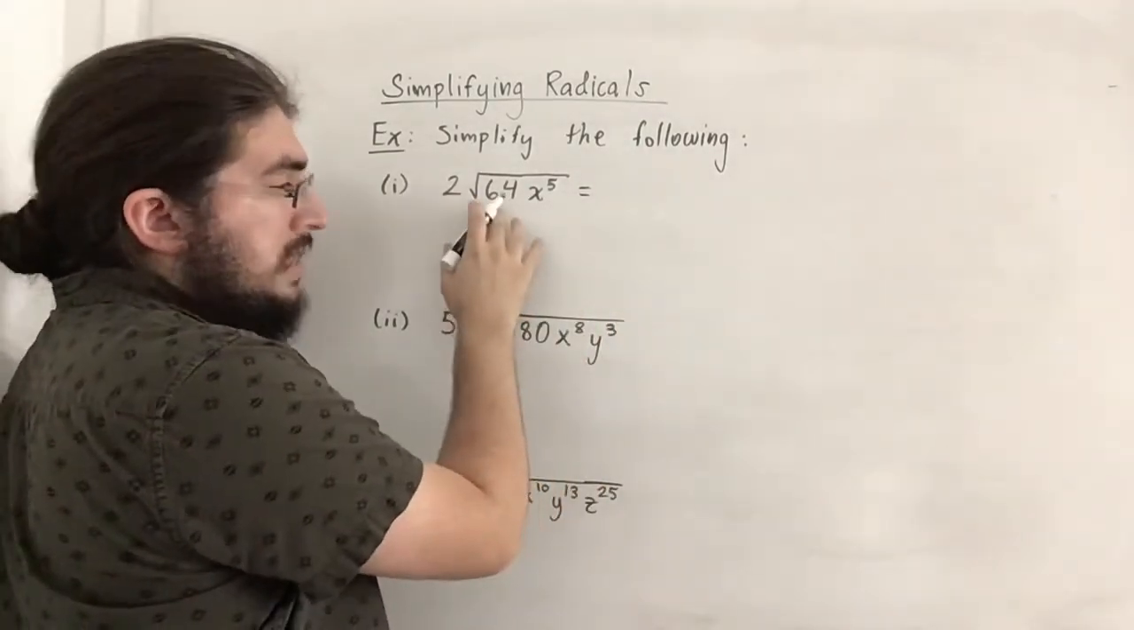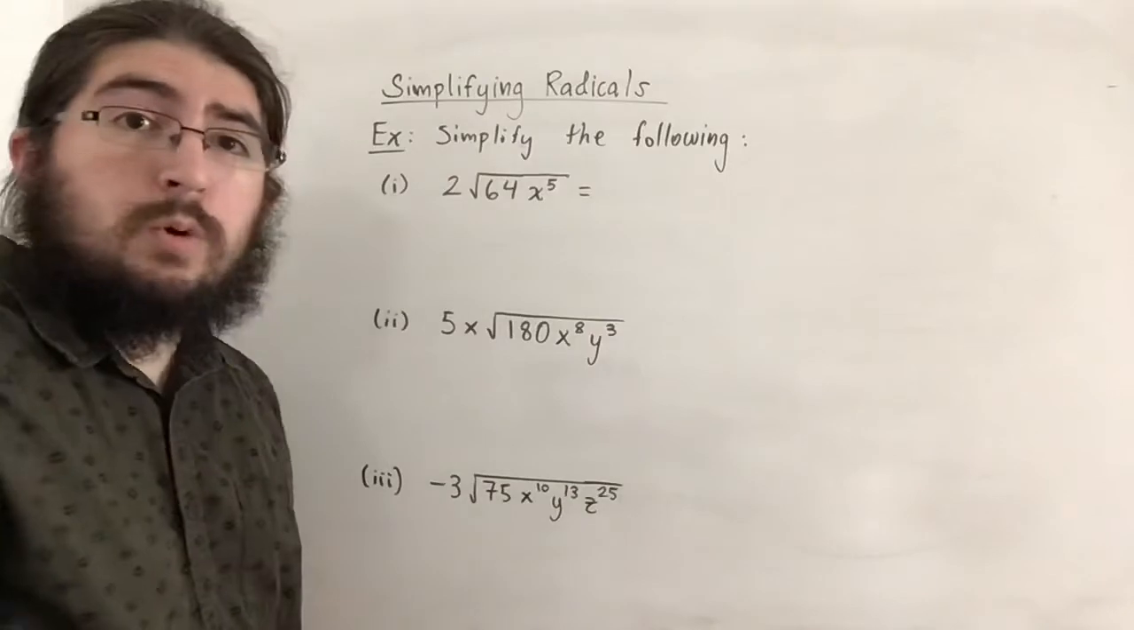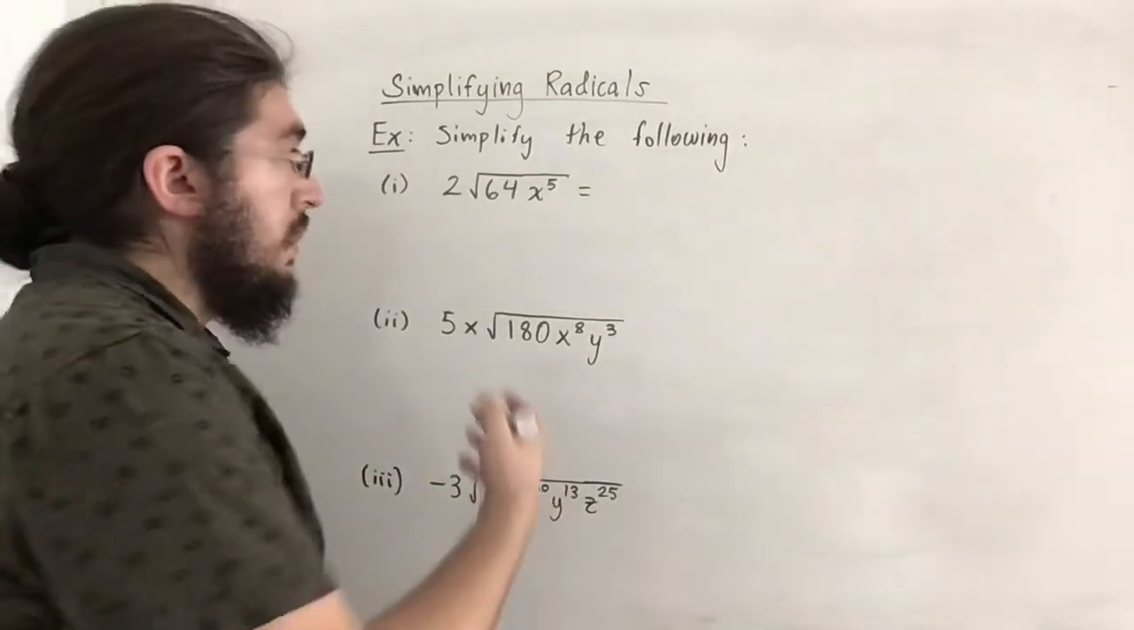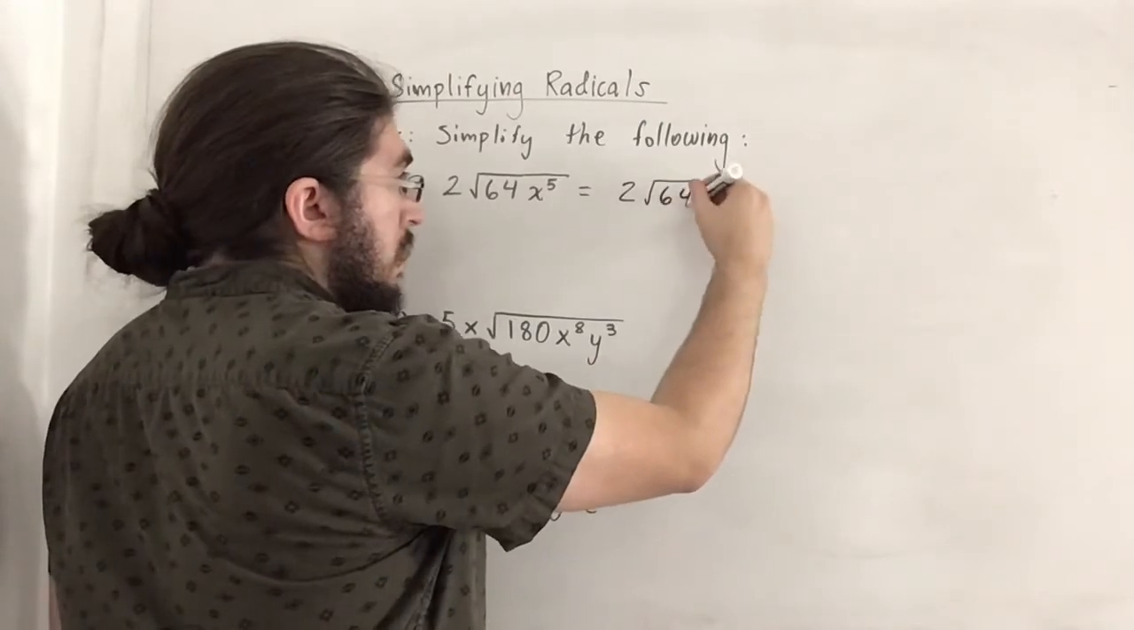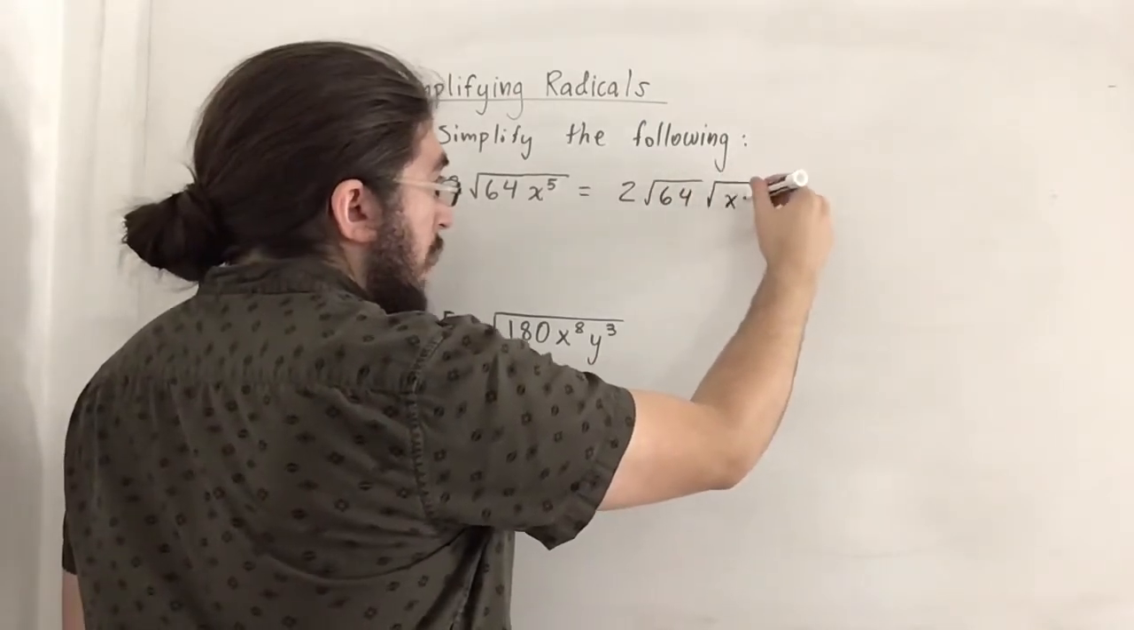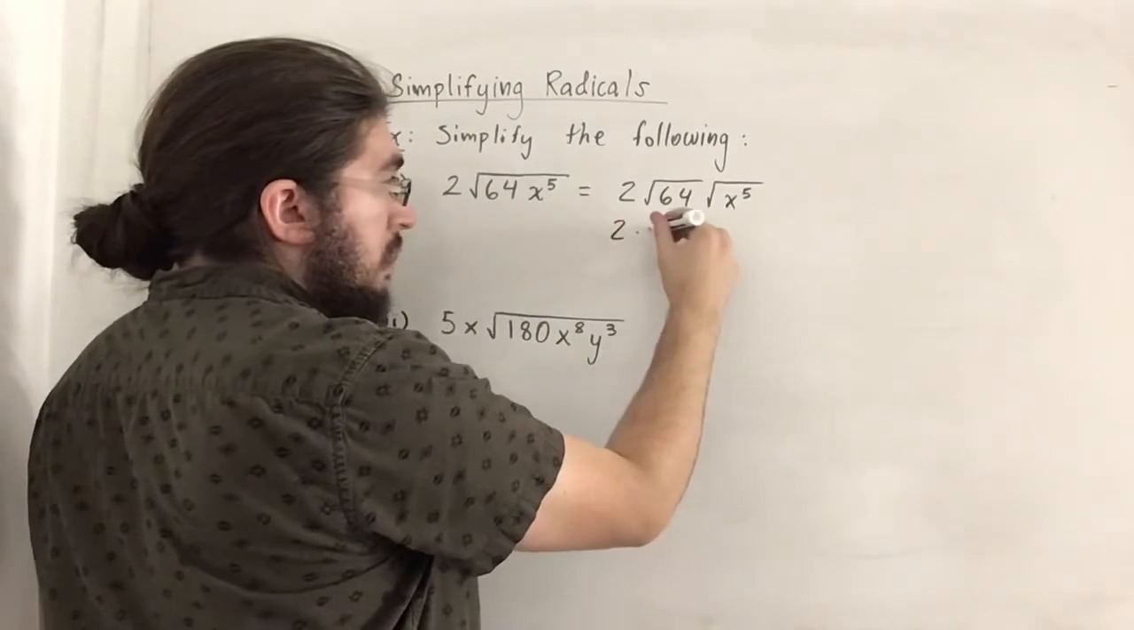The first thing I want to note is 64. We saw in the previous list, the square root of 64 is 8 because 8 squared is 64. So in fact, if we were to split this up, then right away we can see that this is just going to be 8, so we'll get 2 times 8.